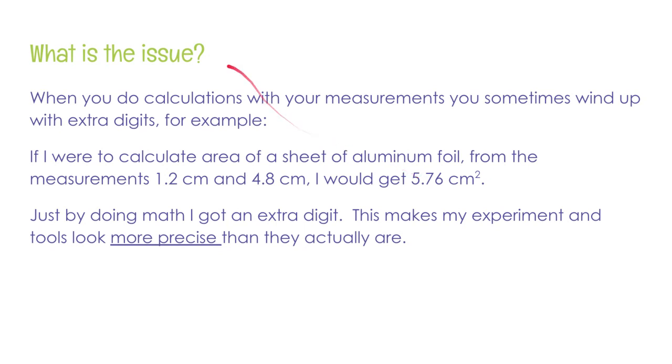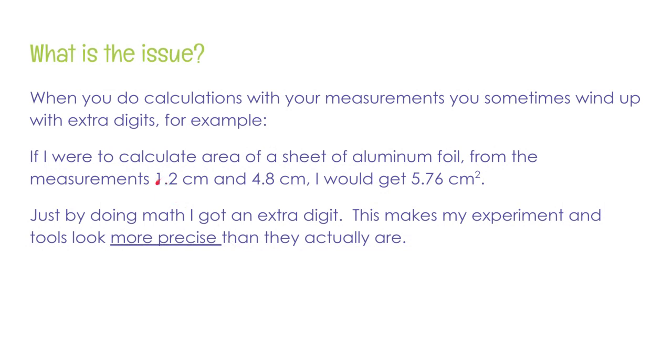In doing this, my calculations gave me some extra digits. And when I get these extra digits, I'm going from two significant figures all the way over to three. This is going to cause a problem because my measurements, just by doing math, look like they're more precise than they actually are. It makes me look like my tools got better after I did the math.